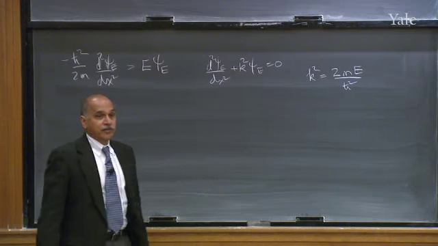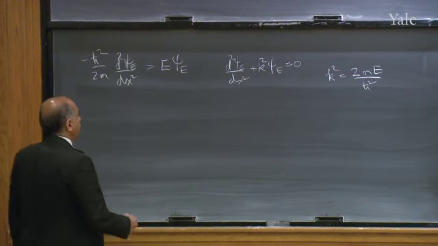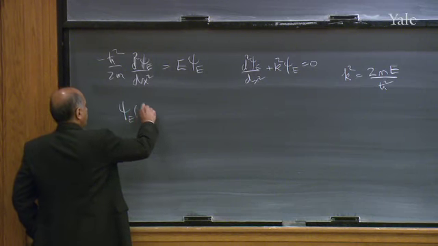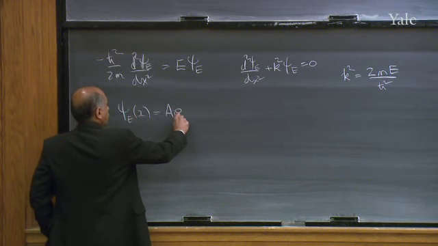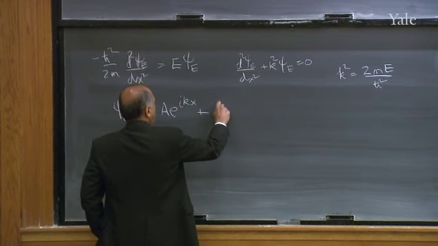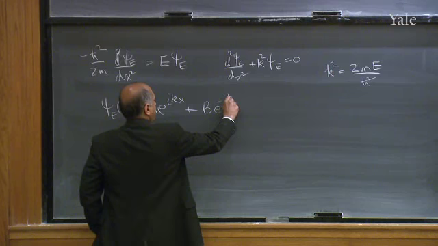We can write them in terms of sines and cosines, but I want to write them in terms of exponentials, and the solution was, there are two solutions. One is e to the i kx, where k is defined that way. Other is e to the minus i kx.